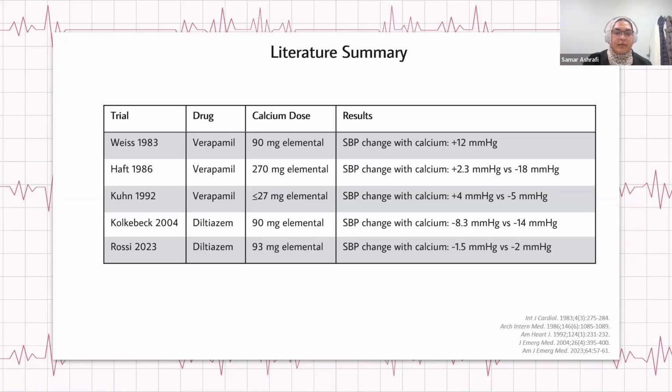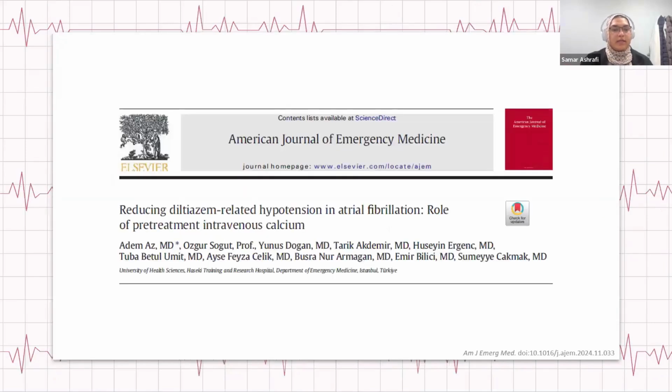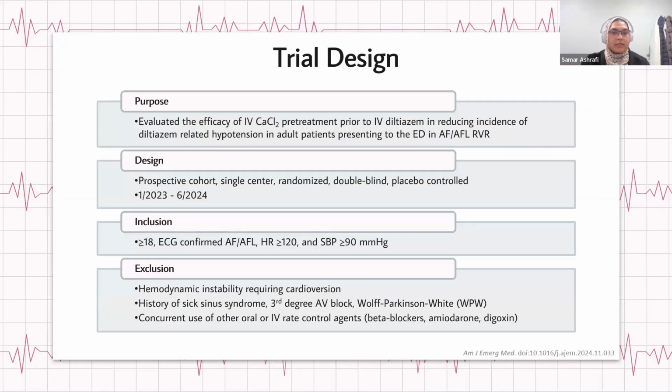placebo. So that brings me into the trial that I'm going to be talking about today, which was published in the American Journal of Emergency Medicine in December, looking at the role of calcium before DILT. So this was a prospective cohort, single center, randomized double-blind trial done in Turkey that enrolled patients from January of 2023 to June of 2024.